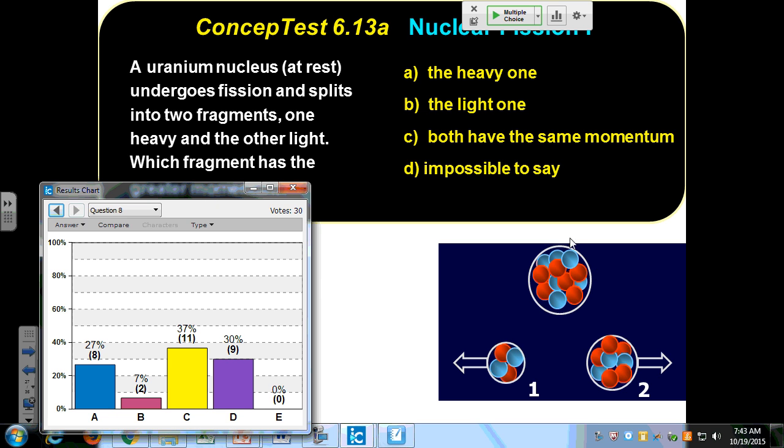What is the momentum of the particle before it splits? It has zero momentum. So that means after it splits, the two particles together have to have the same momentum combined because momentum is conserved. So here this has zero momentum, and then down here, they're going to have the same magnitude of momentum. They're going to be equal but opposite. So C is the right answer. They both have the same.